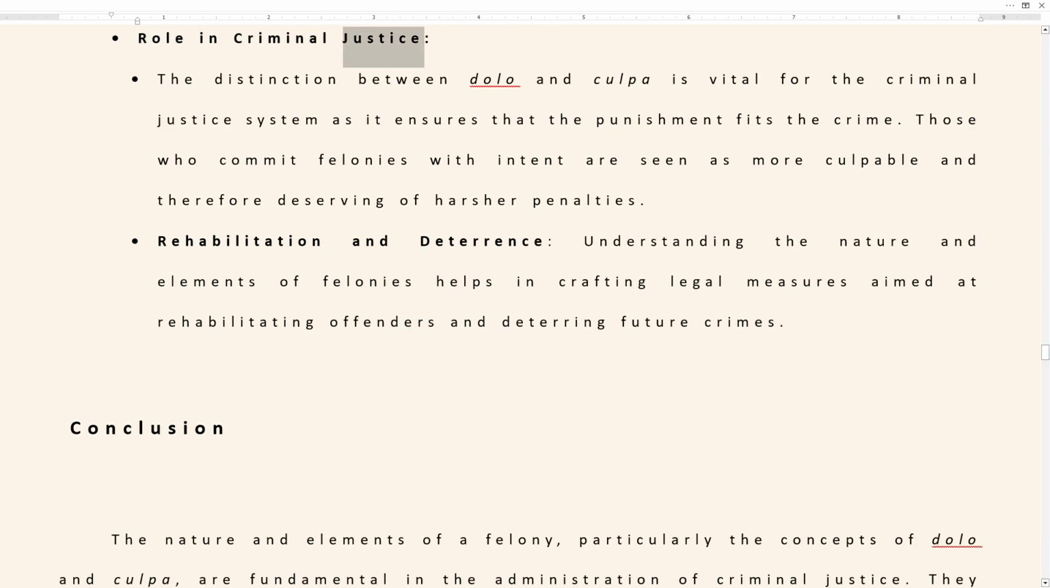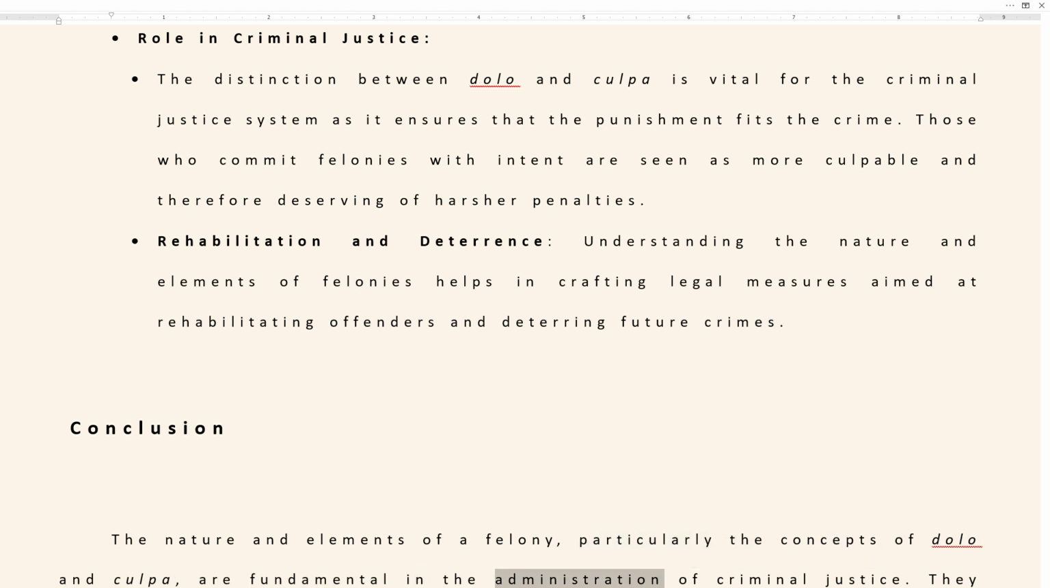Role in criminal justice. The distinction between dolo and culpa is vital for the criminal justice system as it ensures that the punishment fits the crime. Those who commit felonies with intent are seen as more culpable and therefore deserving of harsher penalties. Rehabilitation and deterrence. Understanding the nature and elements of felonies helps in crafting legal measures aimed at rehabilitating offenders and deterring future crimes.